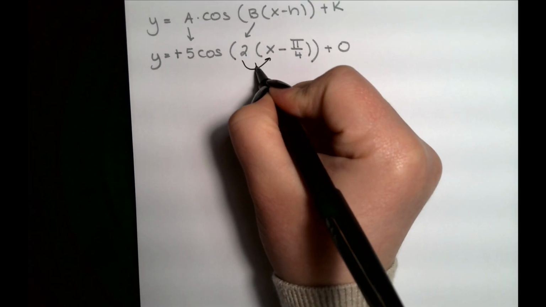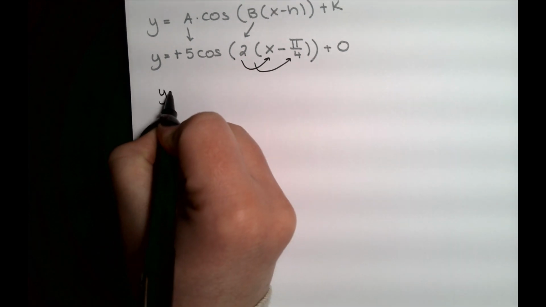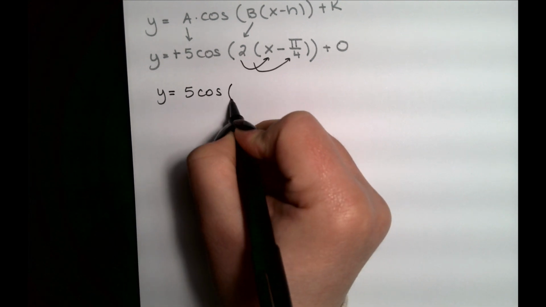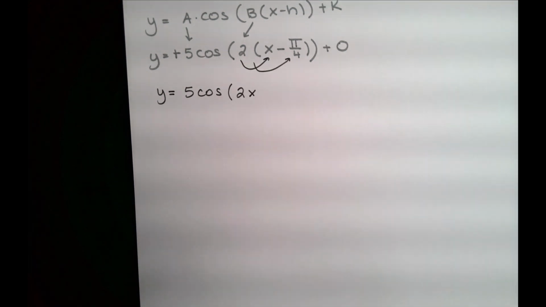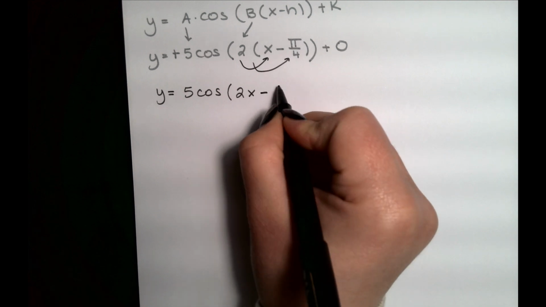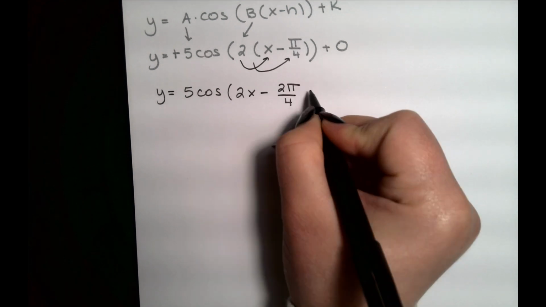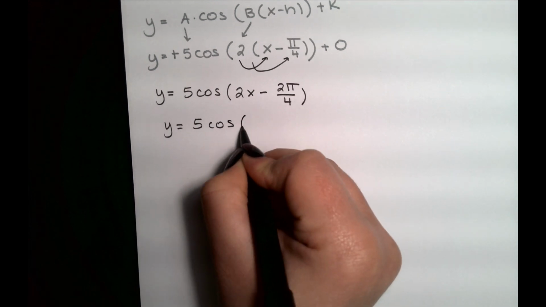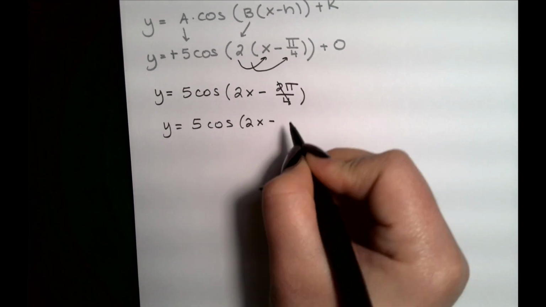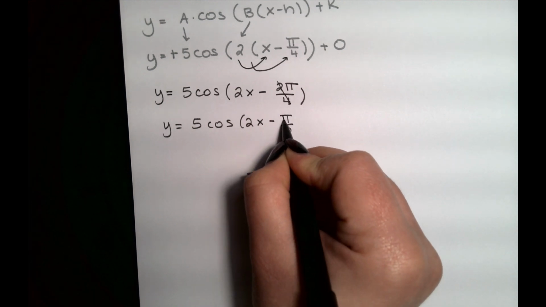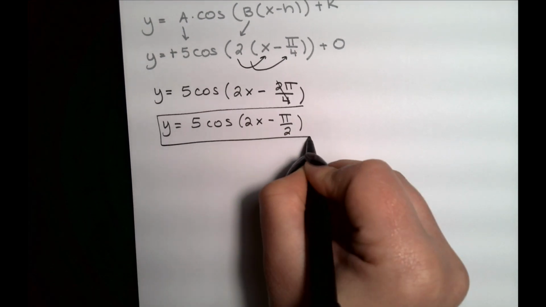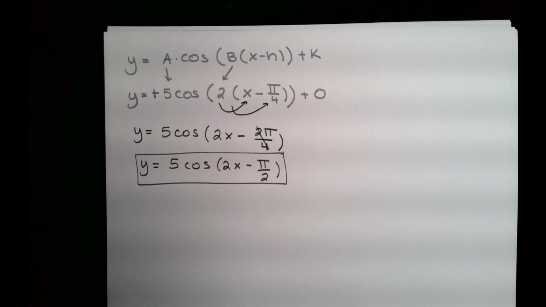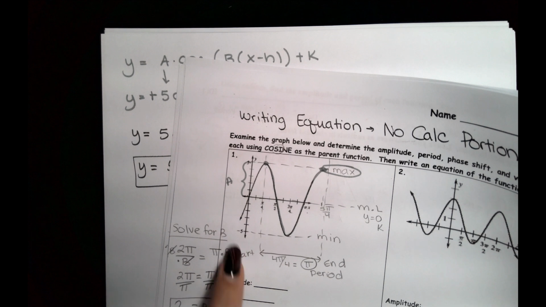Distribute that 2. So we have 5. Just kidding. This is y. Y equals 5 cosine of 2x. We're not doing anything reciprocal. I'm just multiplying 2 times pi, which is 2 pi fourths. I'm going to remove that 0. It's unnecessary. It's not needed. And one last time to simplify into a pi halves. This is one of the possible equations for that cosine. It is not the only possibility. There could be another one if you decided to do a negative cosine.